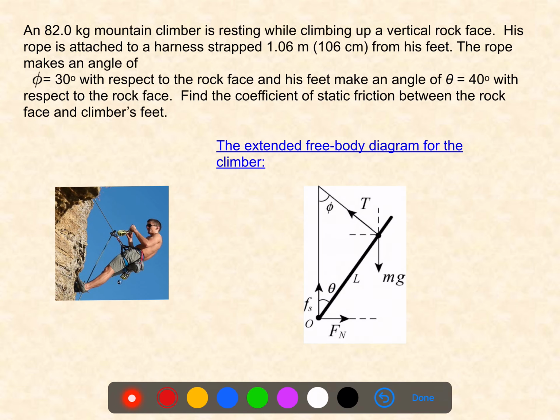So on the extended free body diagram, if I include all of those forces, it ought to look something like this. Notice that the angle phi is measured here as 30 degrees with respect to the rock face and the rope. Okay, that is not the same as this angle here, which is theta of 40 degrees.